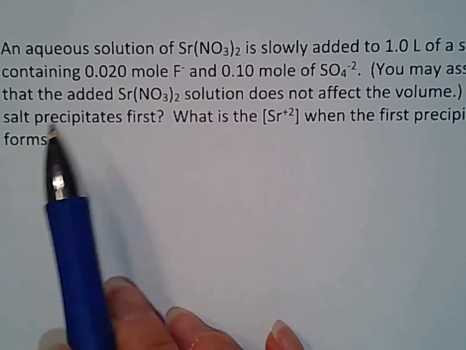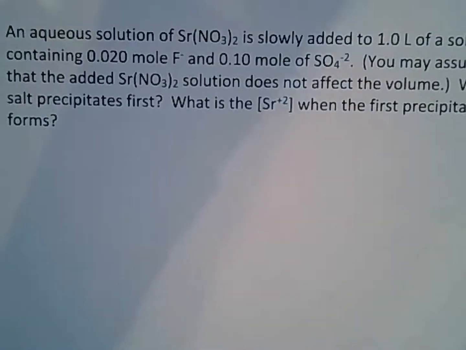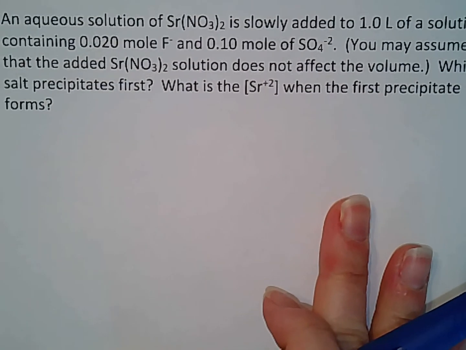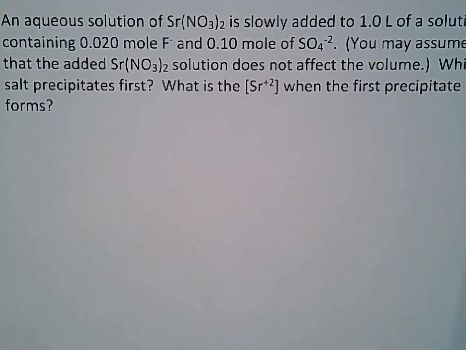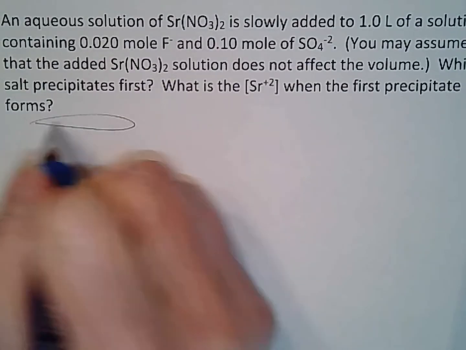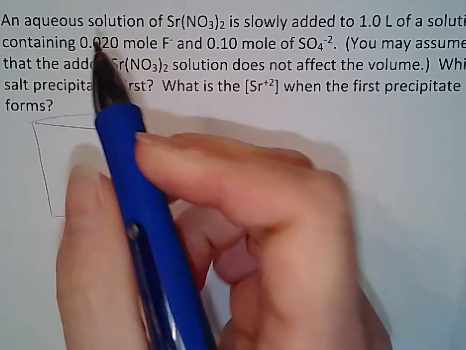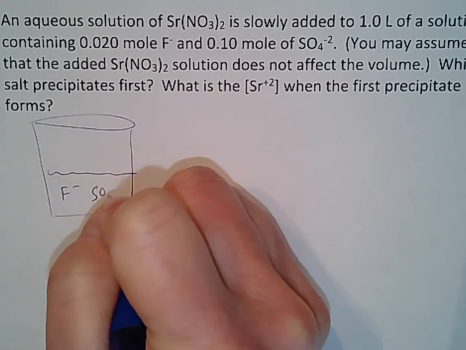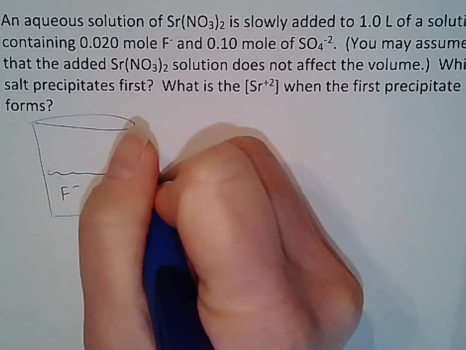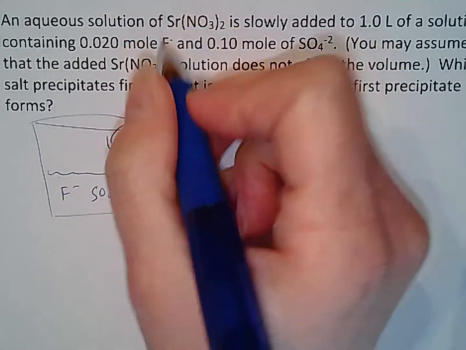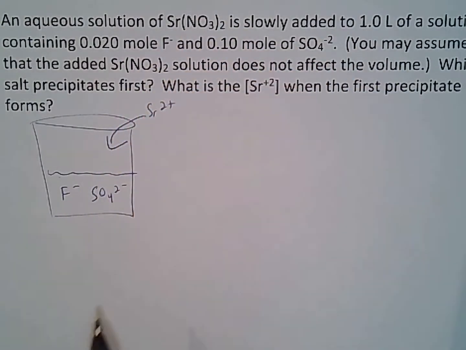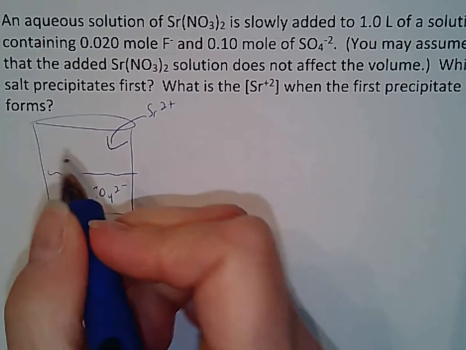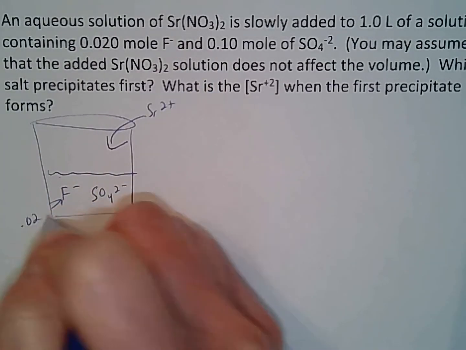So I'm going to draw a picture over here on the side so we can get an understanding of what this is going to look like. Over here is my beaker. In here I have fluoride ions and I have sulfate ions, and I am adding the strontium nitrate. The strontium is the only thing that's going to make a precipitate, so the nitrates never make a precipitate. So my concentration of the fluoride is 0.02, my concentration of the sulfate is 0.1.